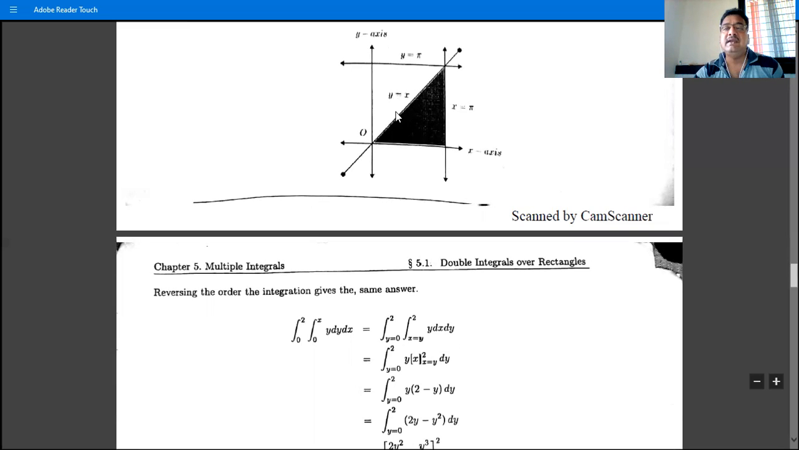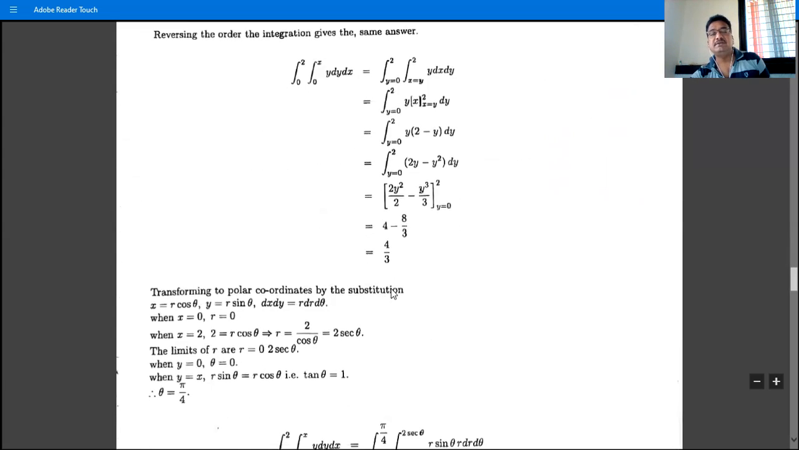One end of this strip touches the line y is equal to x. So the lower limit of x is y, and the upper limit is x equal to 2. And in order to cover this region, we have to move this strip from this point to this point. That is, at this point y is 0, and at this point y is 2. And then we have the same answer.